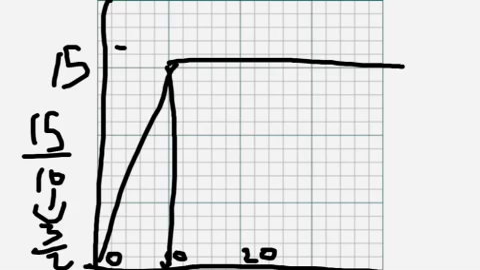And we can also find the area, which is just the triangle plus this rectangle. The area of the triangle is 1 over 2 times the base times the height, and this will tell us the distance. The base is 10 times the height, which is 15, plus 30 times 15, which comes out to 525 meters traveled.